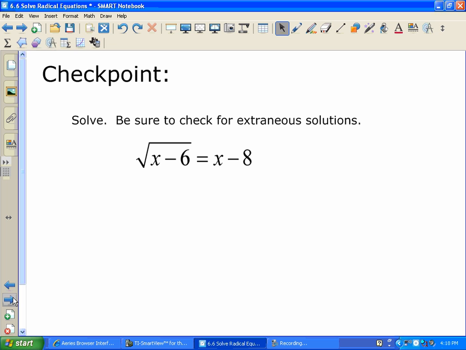All right. Your checkpoint, go ahead and pause the video. And after you're done working through that checkpoint, again, remember I'm expecting checkpoints at the start of class. There will not be class time to do checkpoints. Expecting checkpoints at the start of class. And when you finish that checkpoint, go ahead and unpause the video. We have one problem left to do.